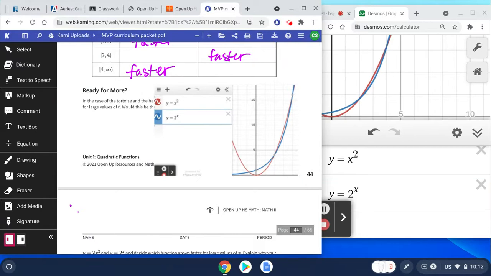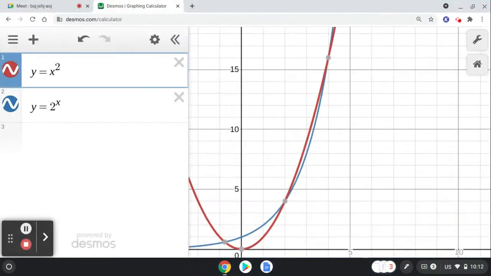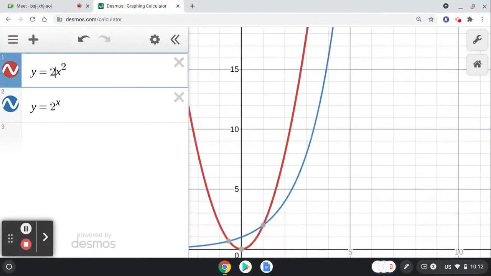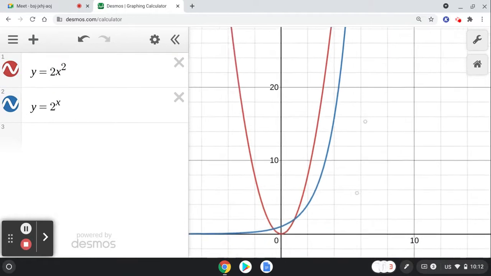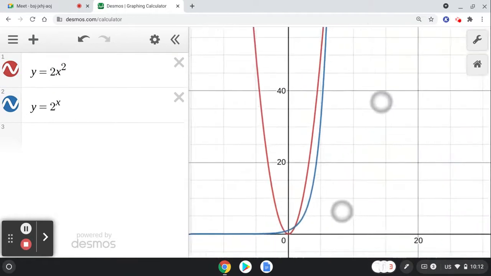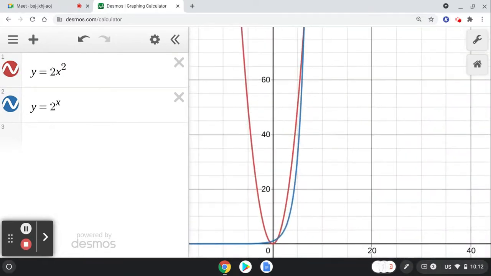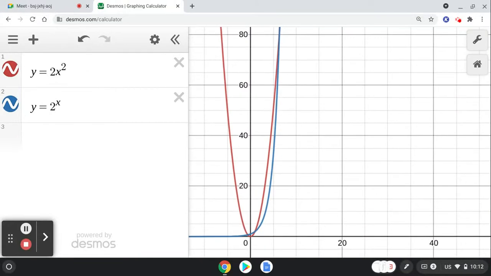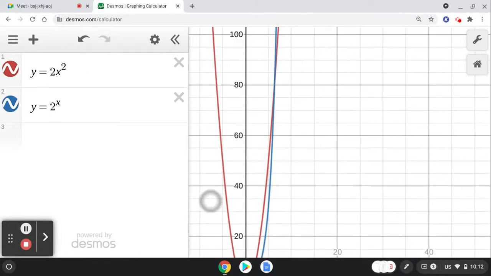Okay, so now let's go look at 2x squared. What if I throw a 2 in right here? Is it still going to be the case? Whoa. Okay. So if this was the case, let's see where they intersect.